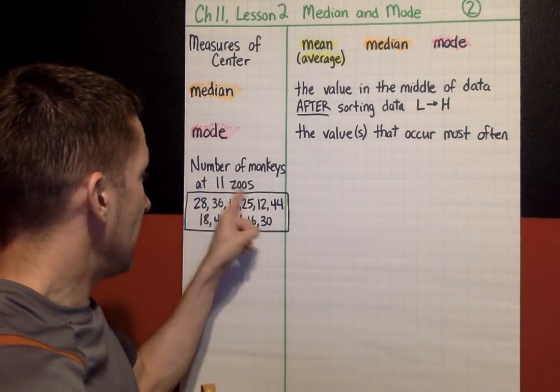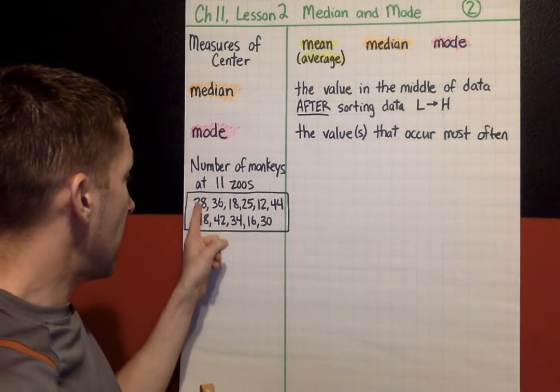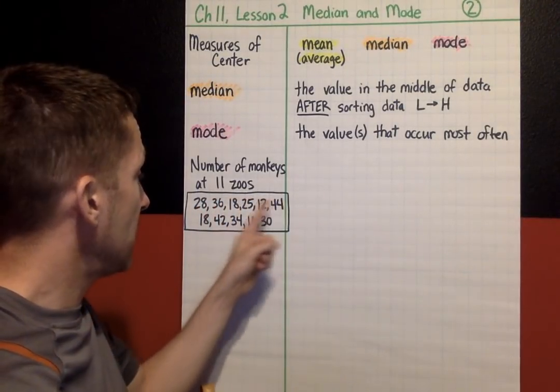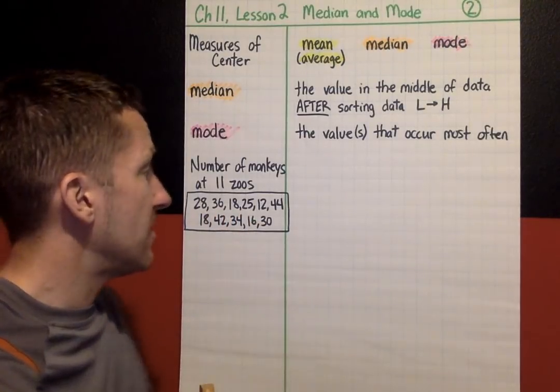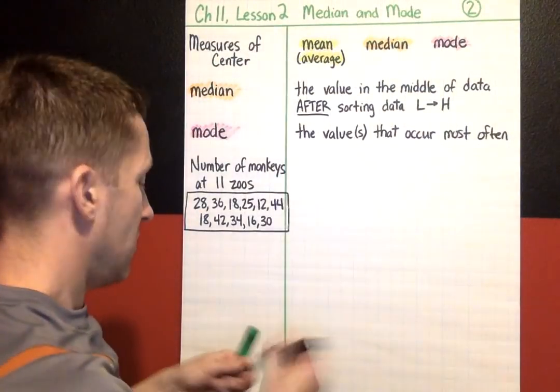So I know I should have 11 numbers. The first thing, if I was writing down my data, is I would want to count to verify. 1, 2, 3, 4, 5, 6, 7, 8, 9, 10, 11. I've got 11 values. So to find, whoops, I didn't write down.